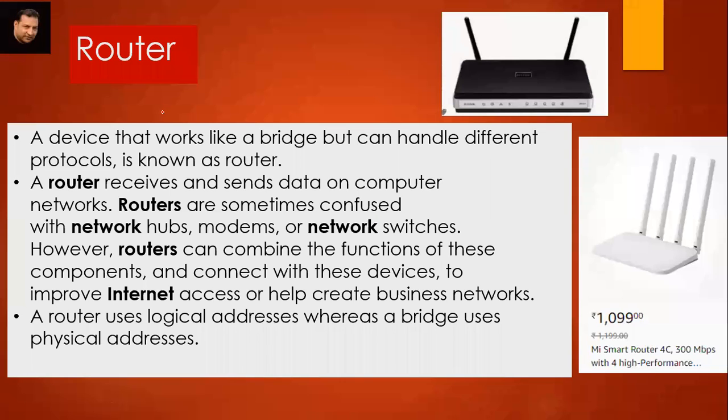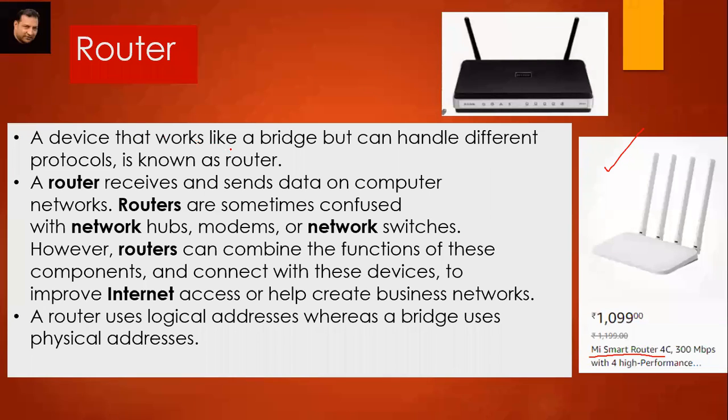Now router. Actually, according to CBSE, bridge is not in your syllabus, but because it is a little bit interrelated to router, that is why I have included bridge here. So router looks like this device as you are seeing here. There are two images, this black one and this router having four antennas. This is the company MI smart router, right? 300 Mbps with high performance like that. So all these are routers.